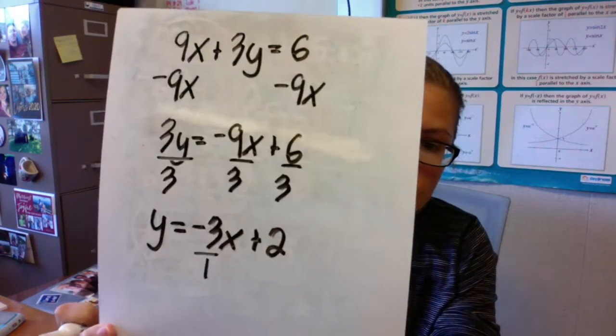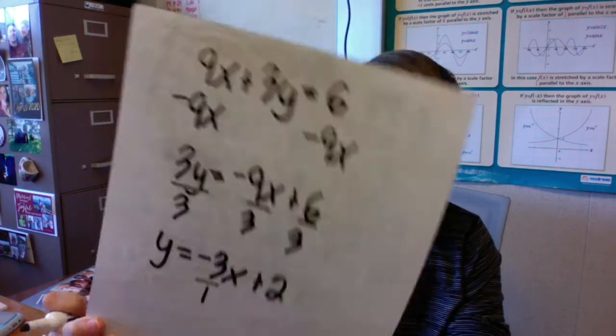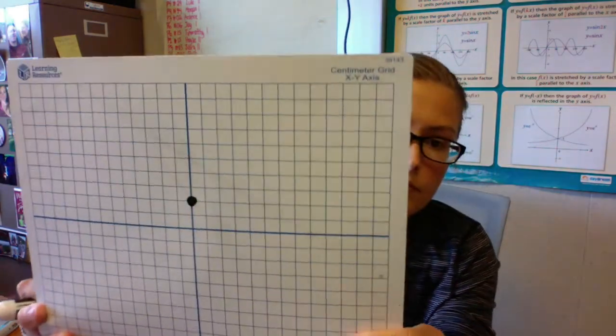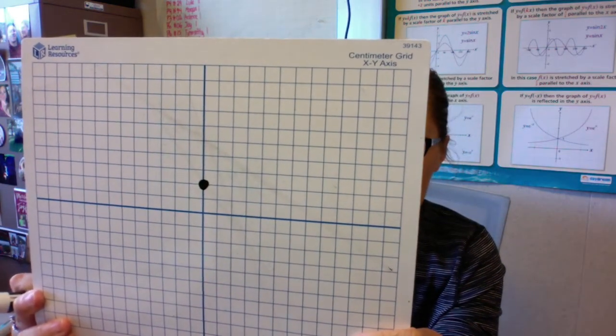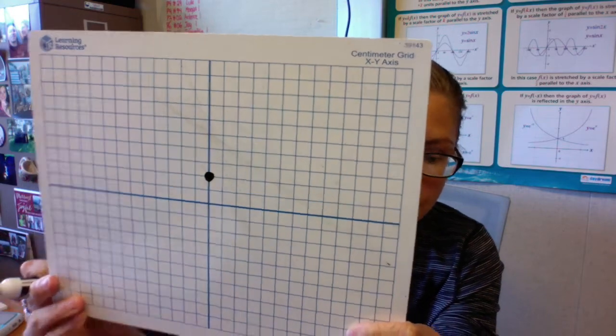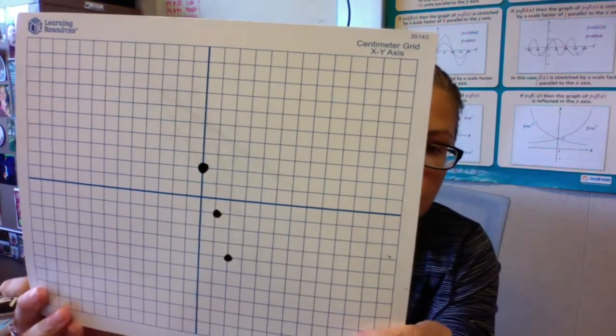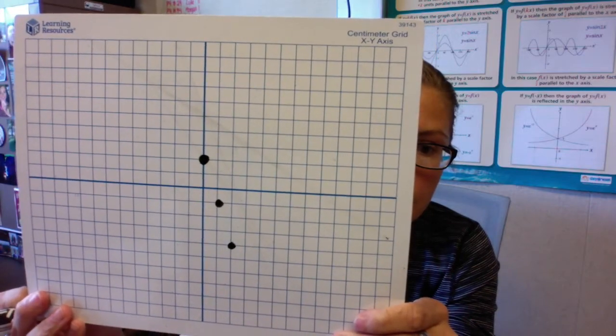This would be negative 3 over 1. Start at 2 on the y-axis. We're going to go down 3 to the right 1. And connect our points.